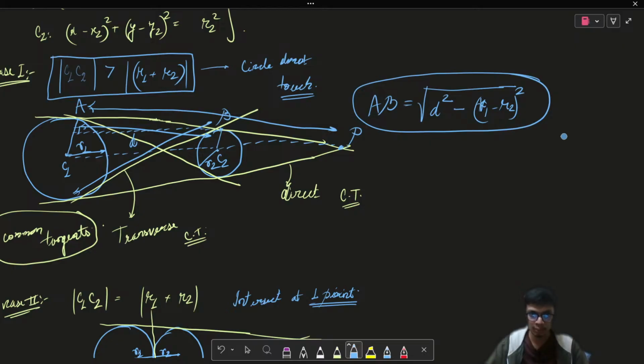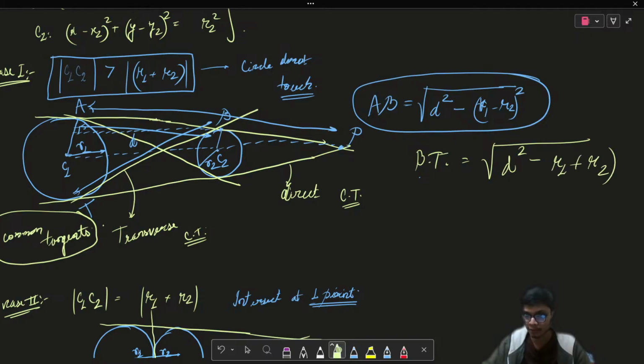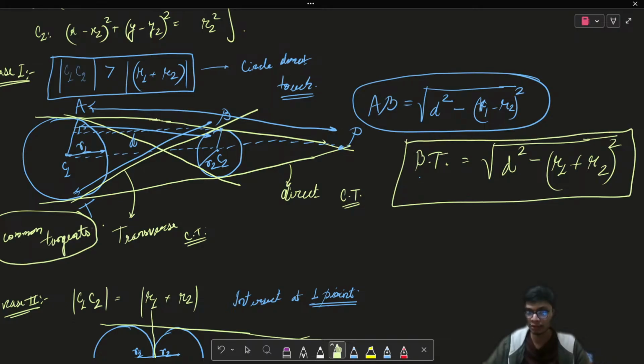Please note that from B I am dropping a perpendicular onto this line AC, which is very easy to find out. Similarly, if I want to find out the distance of, let us say, this particular point T, the distance DT, then that can be easily found out as square root of d square minus (r1 plus r2) square. Again, this d distance is the same.